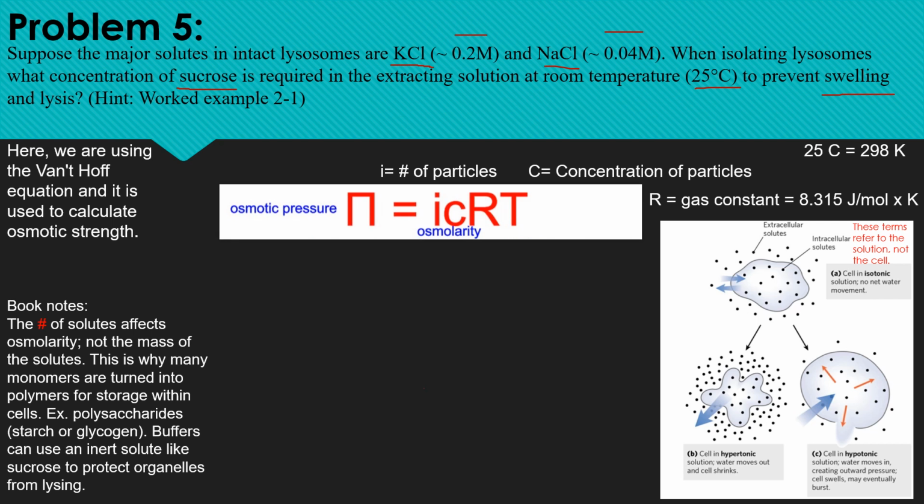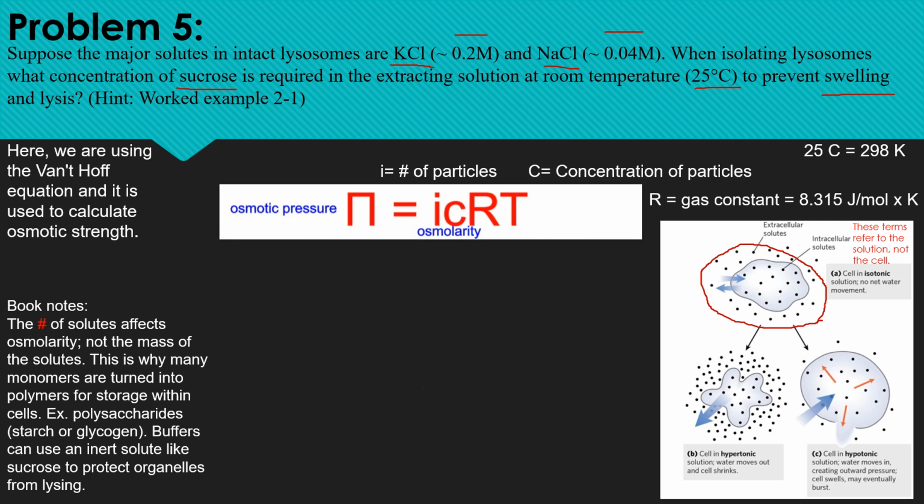When a cell is in a hypertonic solution, that means that there's a lot more molecules or solutes on the outside, and water always follows the solutes. So the water that's inside of the cell will come outside, it will follow the solutes, and the cell will shrink. And then over here, we have a cell in a hypotonic solution. That means that the solution has less solutes than the solutes on the inside. So water follows the solutes, it moves in, and it creates an outward pressure. And that's what these red arrows are. It's outward pressure. And the cell swells, and it may eventually burst. So in our problem, they're talking about that, to prevent swelling and lysis. So in order to prevent swelling and lysis, you would need something that is in an isotonic solution.